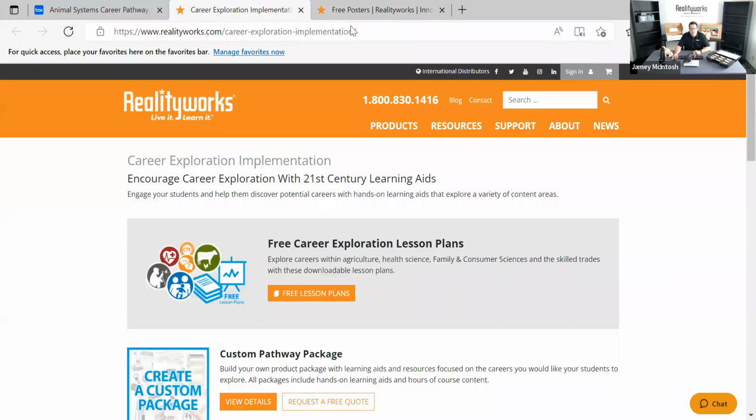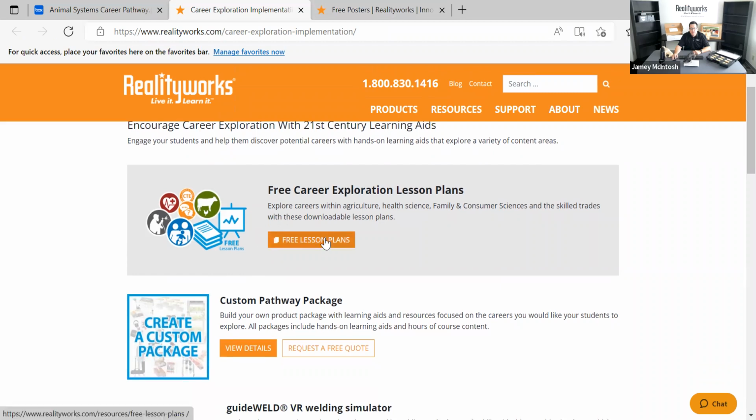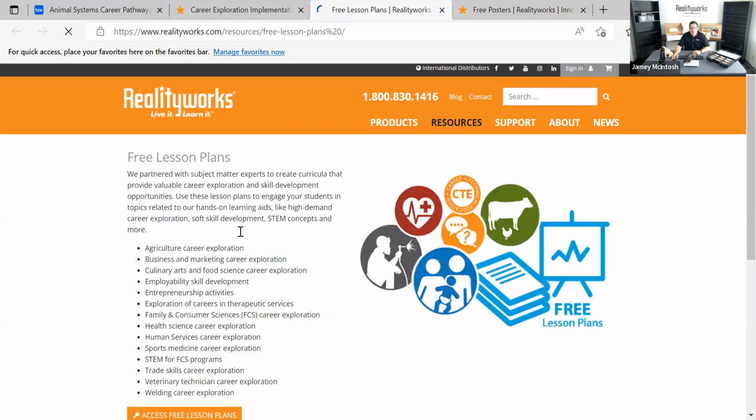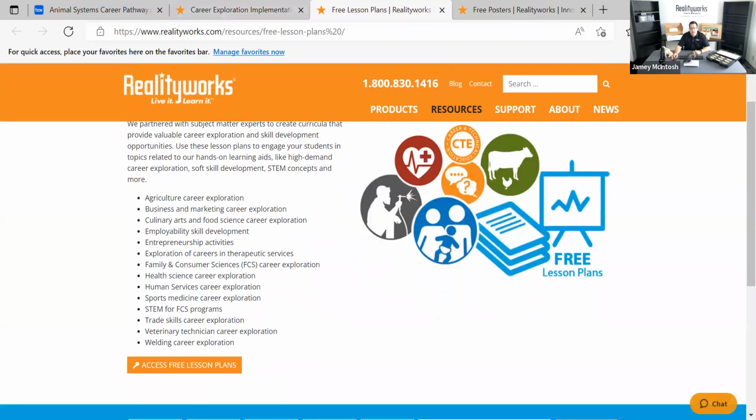So in our career exploration area here, we have different exploration lesson plans that you can come in and click on, and it'll bring you right into the different areas of exploration, allowing you to then pick what type of topic you are interested in.